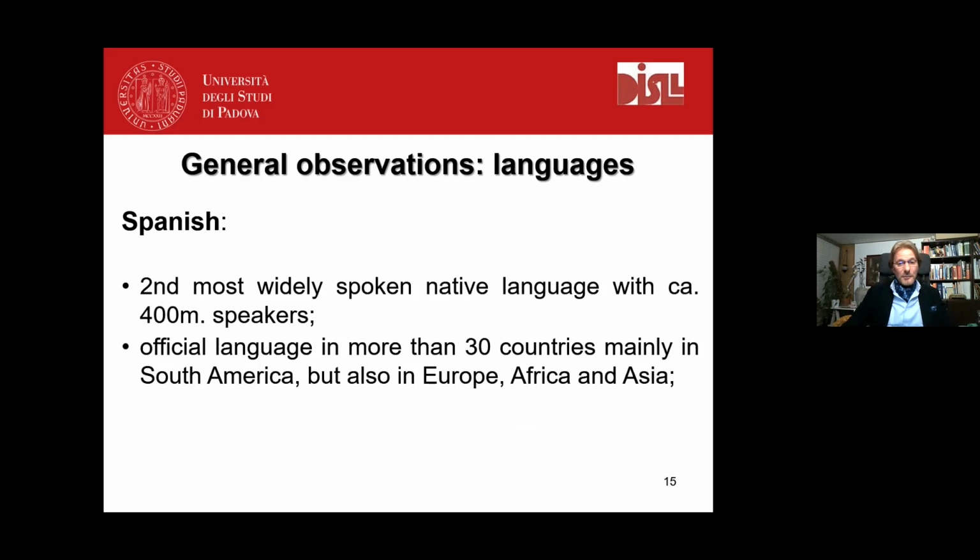Spanish is the 2nd most widely spoken native language with about 400 million speakers. Numbers are increasing as compared to English, whose number of native speakers is actually decreasing. It's the official language in more than 30 countries, mainly in South America, but also in Europe, Africa, and in Asia. Statistics, which are to be taken very carefully, say that Spanish is the 3rd most widely taught and studied foreign language. I don't trust these statistics because Italian should be the 4th or the 5th most widely studied foreign language worldwide. It is very difficult to really know how many people study a foreign language. There is no database telling us how many people study a language. So if it is something that we can take for granted that English is definitely the 1st most widely studied language, I'm not sure about statistics about the 2nd, the 3rd, the 4th, and so on and so forth.